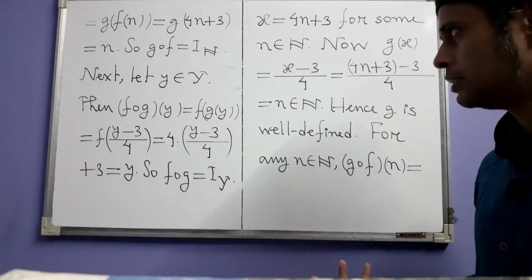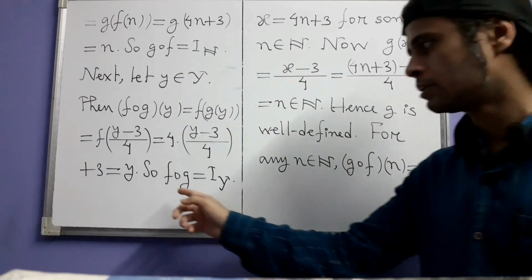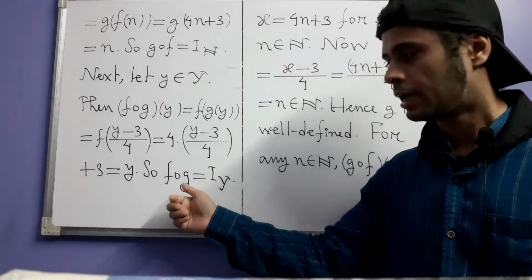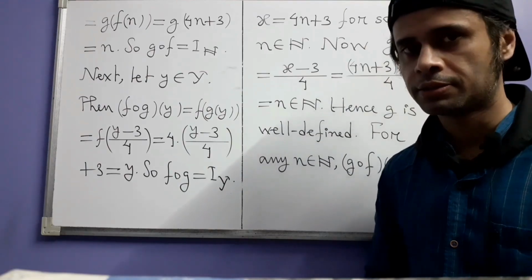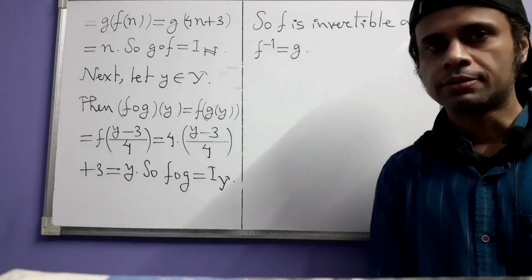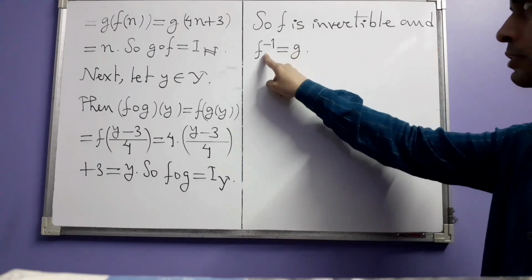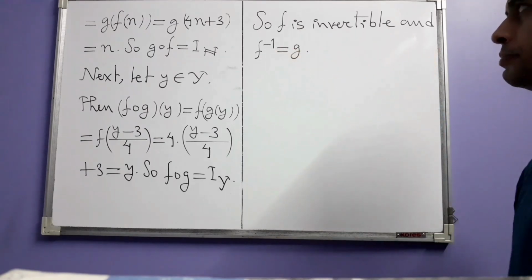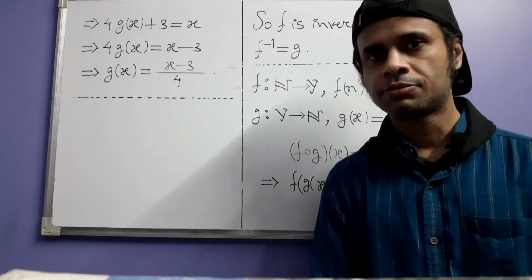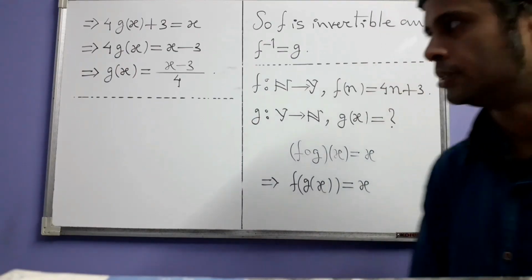So this is what we need in order to claim that f is invertible and g is its inverse. So you can write your final conclusion like this. So f is invertible and the inverse of f is g. So next we address the question of how to find a formula for g.